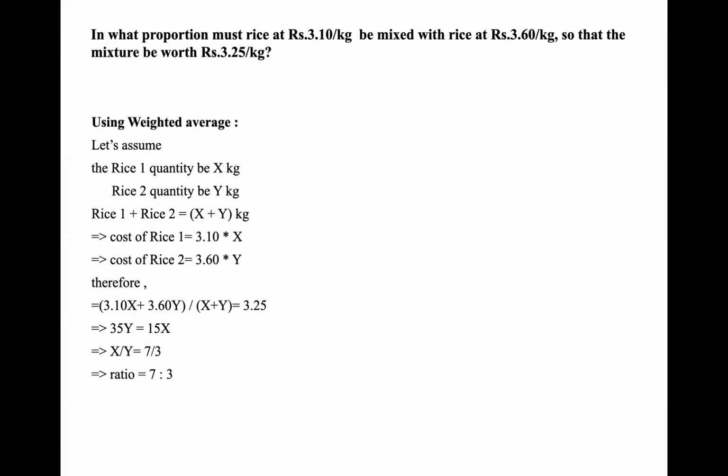So if you take rice 1 as 7 kilogram, then you are supposed to take rice 2 as 3 kilogram. In 7 is to 3 ratio, you have to take. Then only you will get the desired price of the mixture as 3 rupees 25 paise. Right. So this is how we deal with weighted average. The same question we can apply the alligation rule.